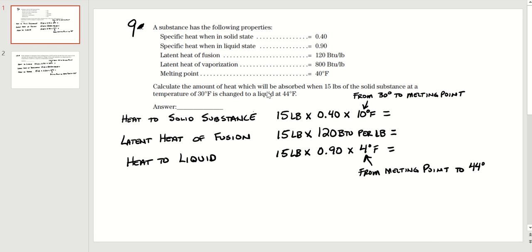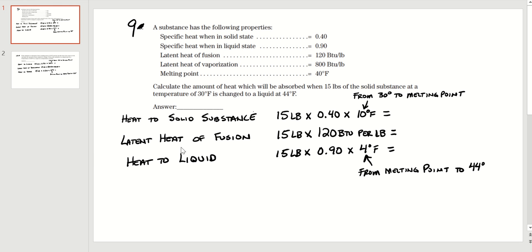So the first thing to calculate is how much heat it takes to bring it from the 30 degrees to its melting point as a solid substance. 15 pounds times the specific heat of a solid, which is 0.4, and you're raising it 10 degrees from the 30 degree temperature up to 40, the melting point. So you'll need to calculate this and put a result there.